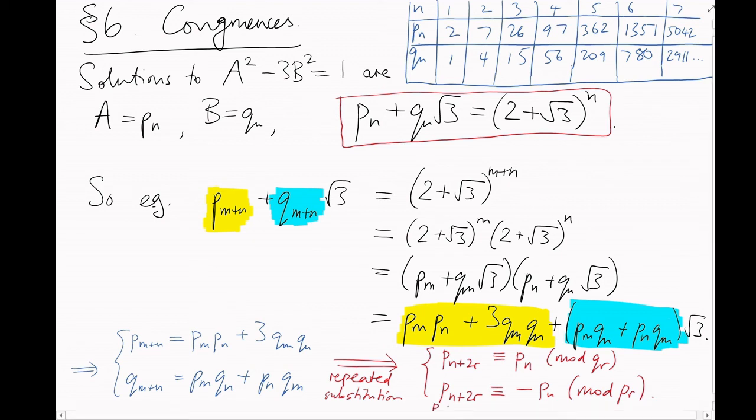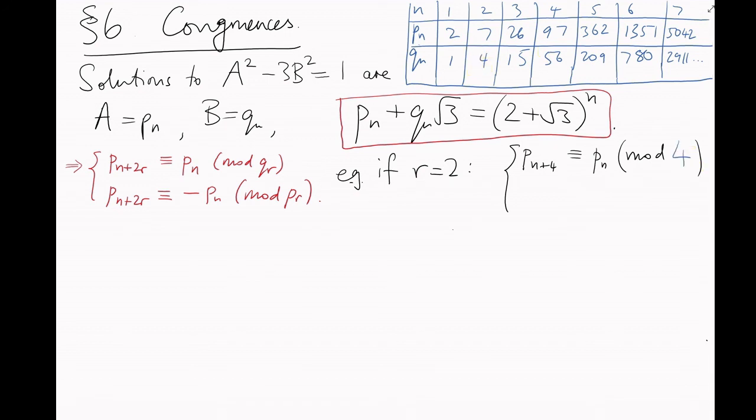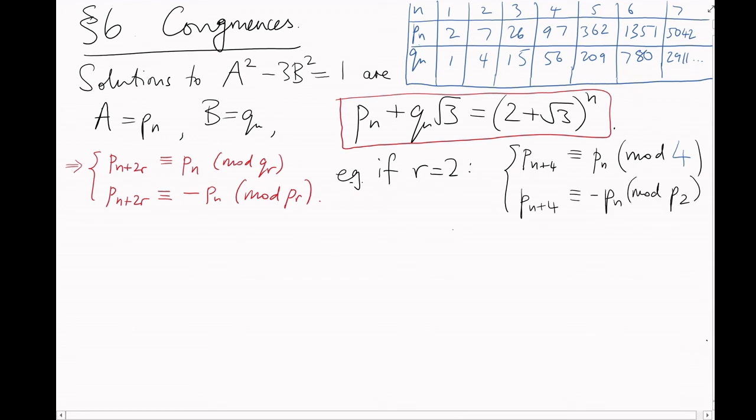This is a kind of periodicity. For example, setting r equals 2, we can see that Pn is equal to P(n+4) mod Q2. Q2 is 4. And we can see that Pn is equal to minus P(n+4) mod P2. P2 is 7. So our sequences Pn and Qn contain a lot of regular repeating patterns, mod 4 and mod 7. And setting r equals different values will give us different congruences too.